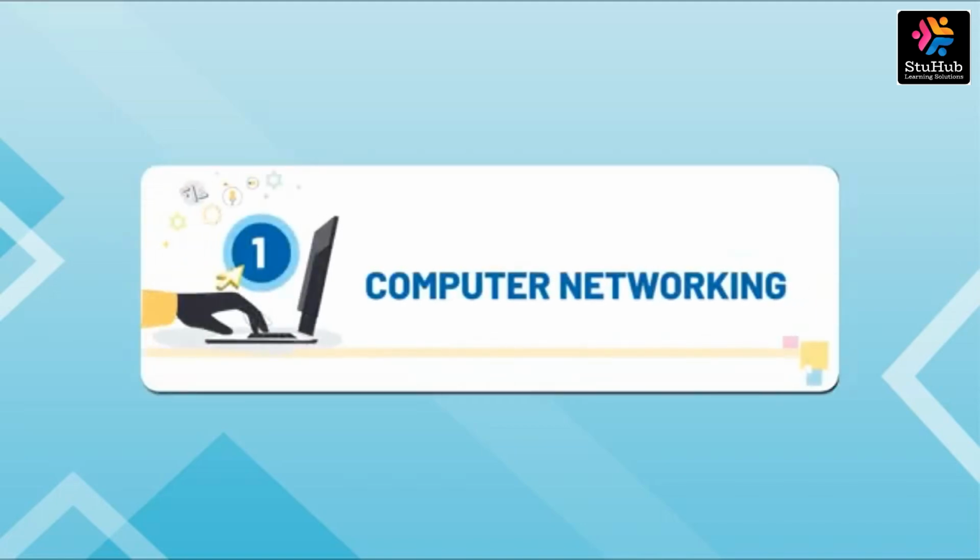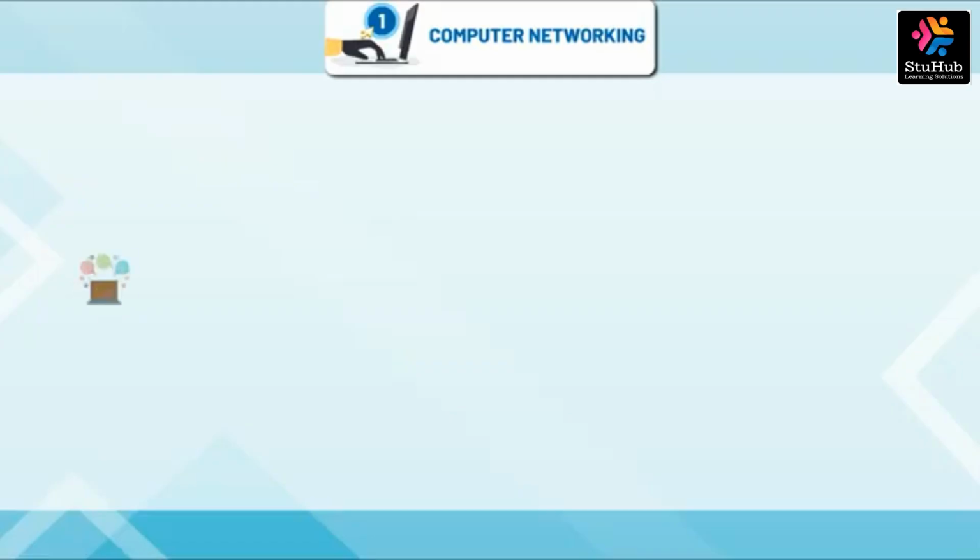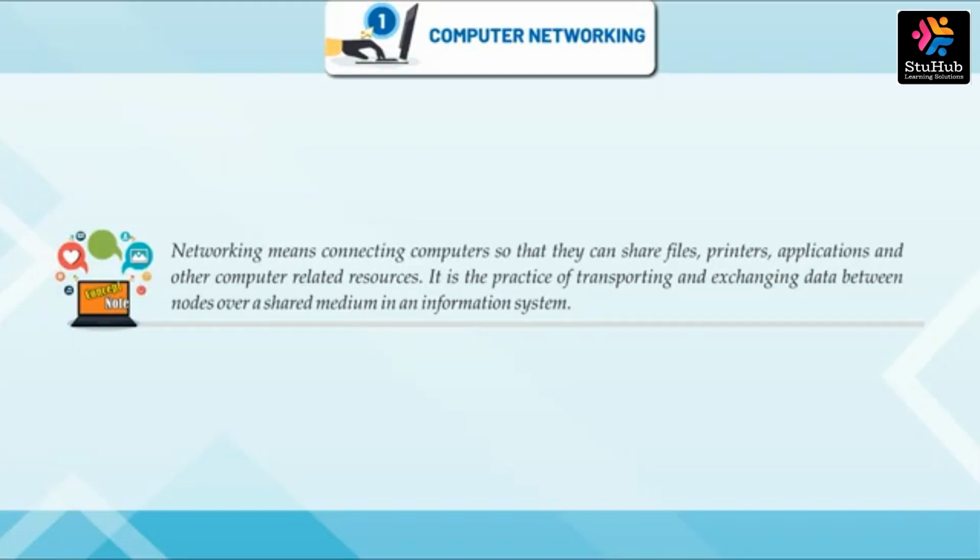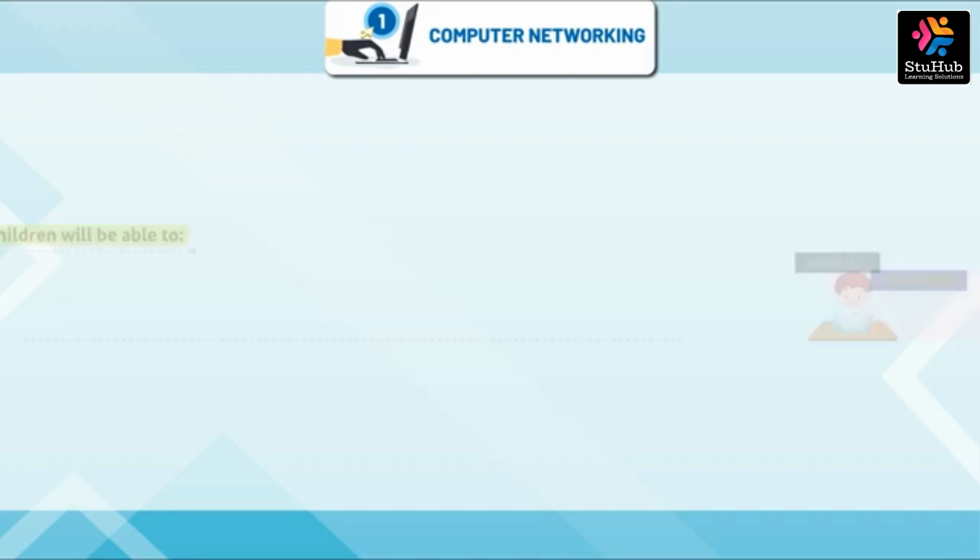Chapter 1: Computer Networking. Networking means connecting computers so that they can share files, printers, applications, and other computer-related resources. It is the practice of transporting and exchanging data between nodes over a shared medium in an information system.